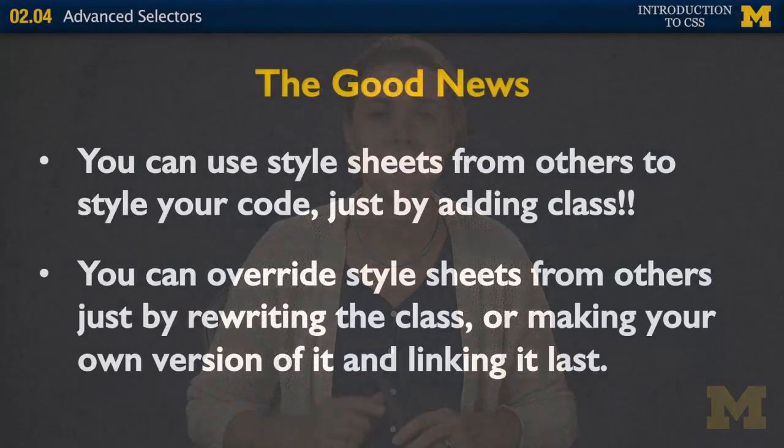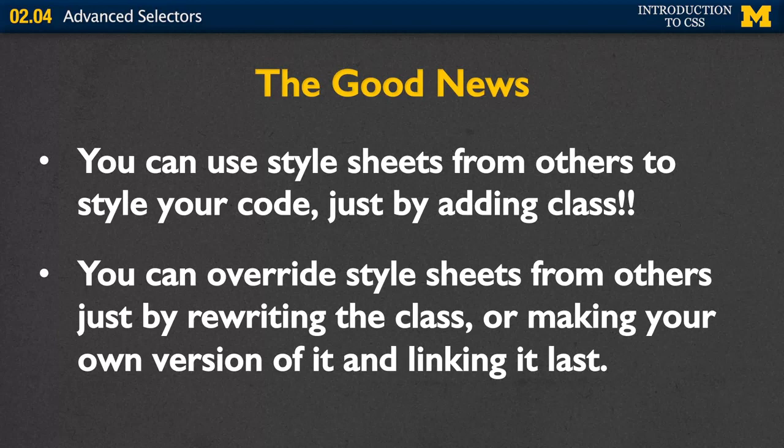Now, the good news from this lecture is that with the power of classes and IDs in cascading style sheets, you can use style sheets from other people to style your code, and you can just add a class that changes the one little attribute that maybe you didn't like about it. You can override these style sheets and make it your very own. Just make sure that you link your style sheet last.